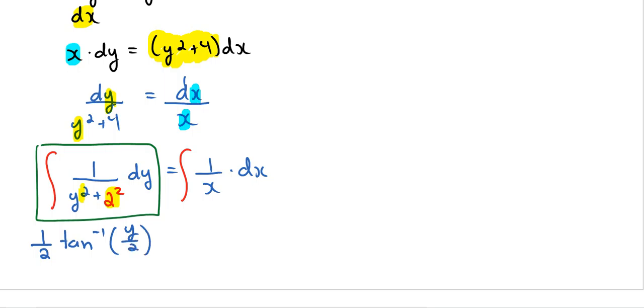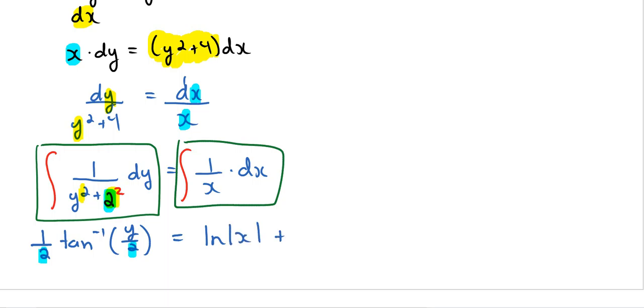Okay, and this 2 right here and that 2 right there correspond with that 2 in the denominator right there. And if I want to find the antiderivative of 1 over x dx, well, that's just going to be ln x, ln absolute value of x plus c.